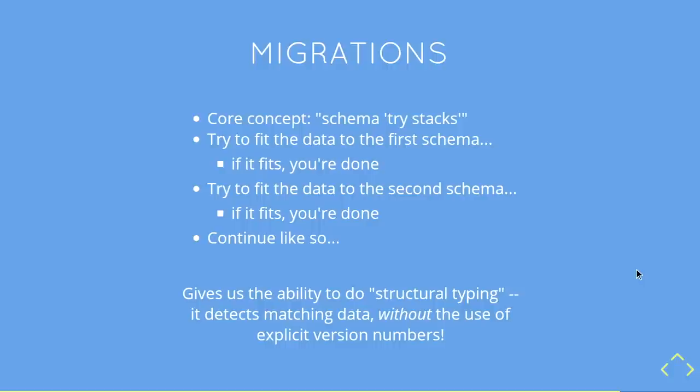And it does it without the use of explicit version numbers. So we can use this to simultaneously have a concept of migration and versioning, which is clear and unambiguous and easy to reason about. But it's also really friendly to decentralized development, because there are no version numbers.